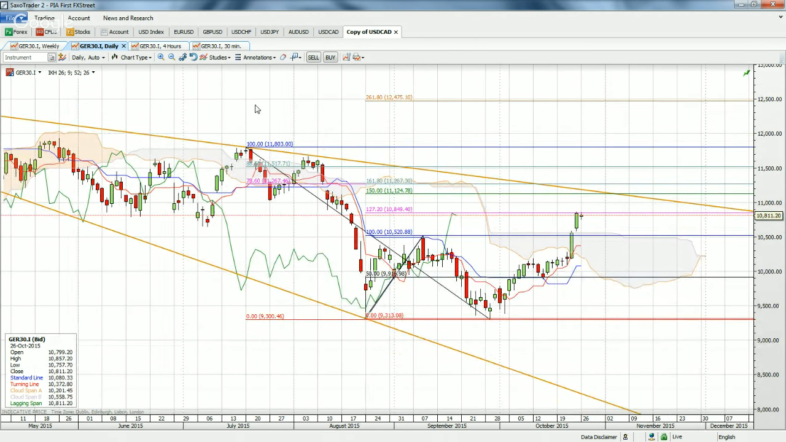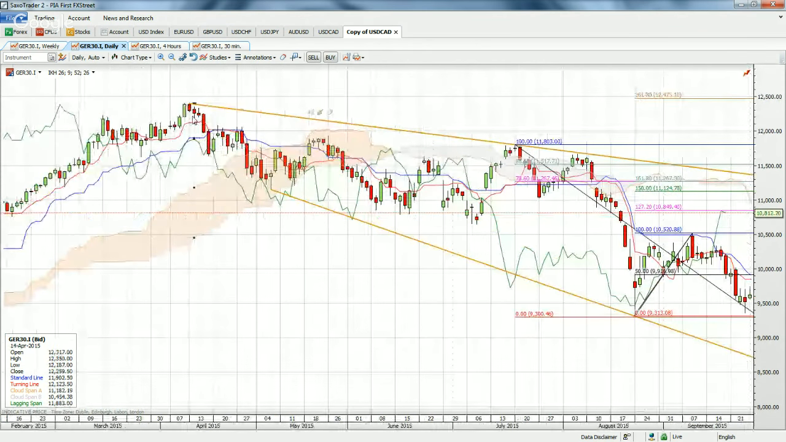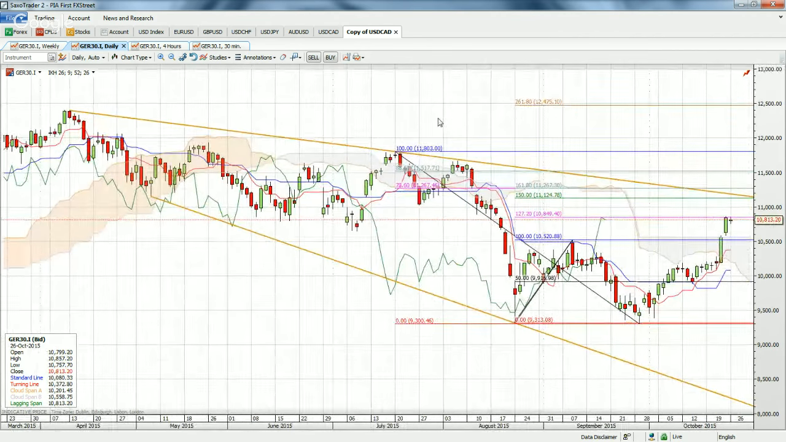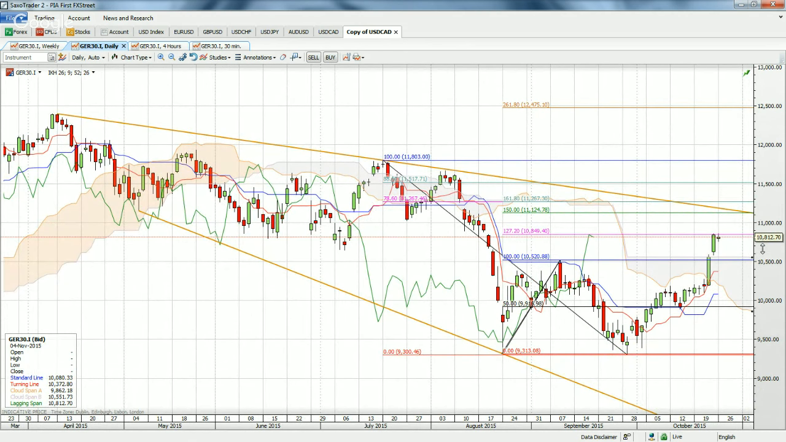12,475 is the 261.8% extension. The previous high is 12,403. So again, technically, I can see no reason why we're not going to get a decent stock market rally, a continuation, especially with the chance of more QE.